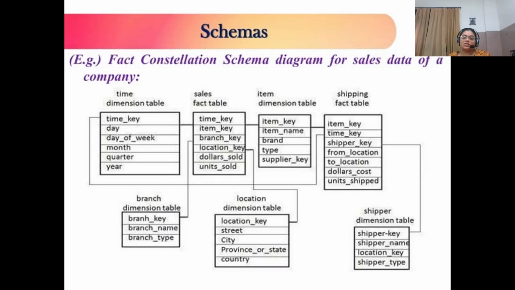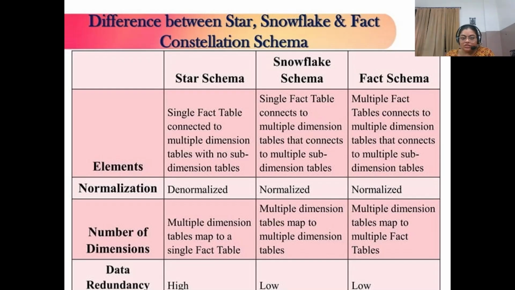So fact constellation schema diagram is also considered as a galaxy schema. So the difference between star, snowflake and fact constellation schema is that in terms of elements, you can see in star schema, a single fact table connected to multiple dimensions, है ना. एक single था, star की form में था, और multiple dimension tables with no sub dimensional tables.